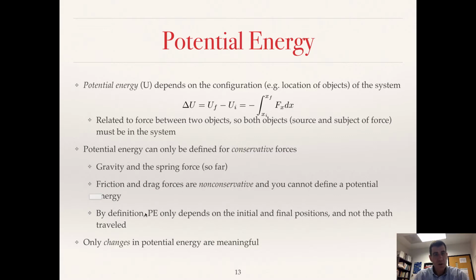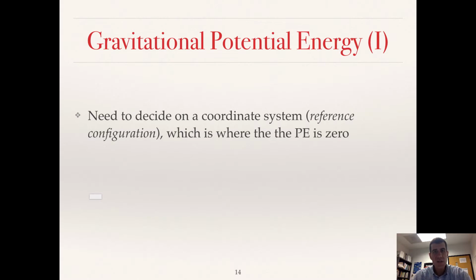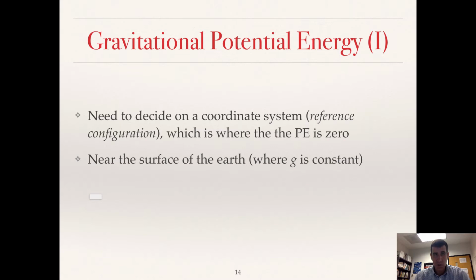So another important thing to remember: the way this is defined, only changes in potential energy are meaningful. And we can actually see an example of this. So gravitational potential energy, and in general, this is true for any sort of potential energy. We need to decide on a coordinate system, or your book calls this a reference configuration. And essentially what you're doing there is you're defining the point where the potential energy is zero.